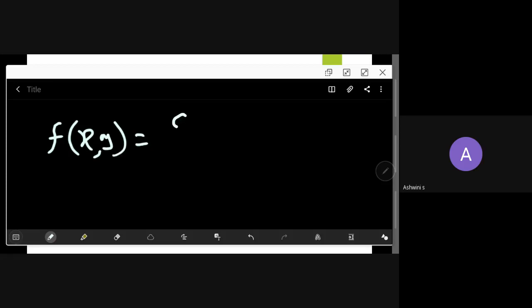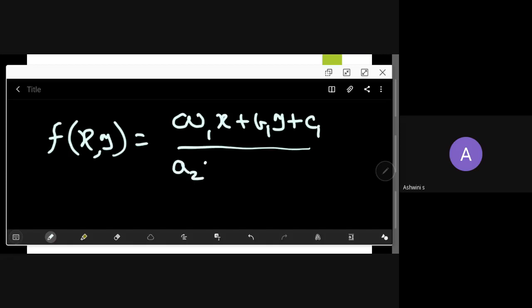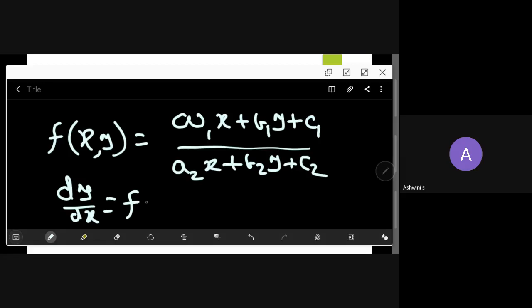It is like this: (a1 x plus b1 y plus c1) by (a2 x plus b2 y plus c2). This is the equation. So actually the differential equation is dy by dx is equal to f of x, y. This is our differential equation. So our f of x, y is now here.